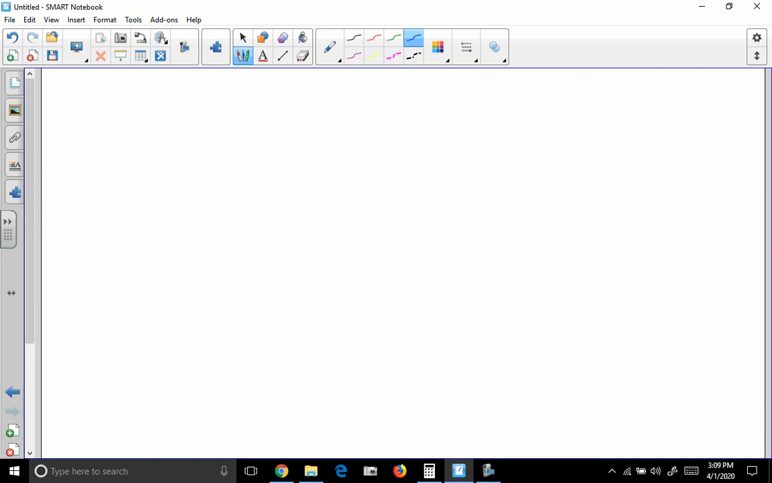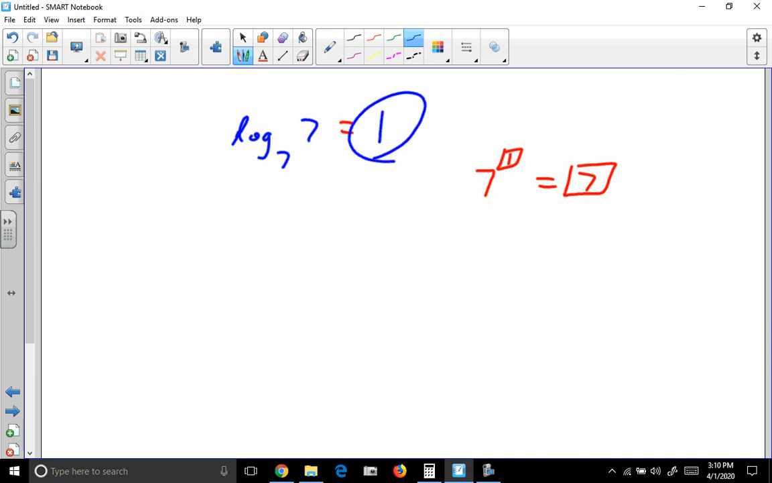Okay, let's do another one. If we do log base 7 of 7, again, we're looking for what power of the base gives us this number up here. So 7 to what power makes 7? 7 to the first power. Anything to the first power gives you itself. So that's what we're looking for.